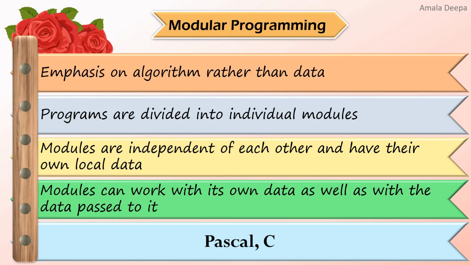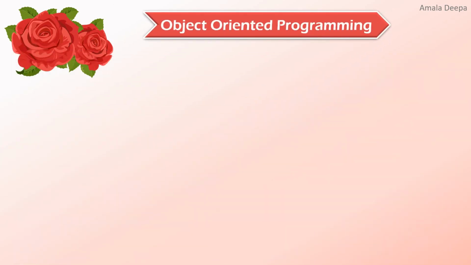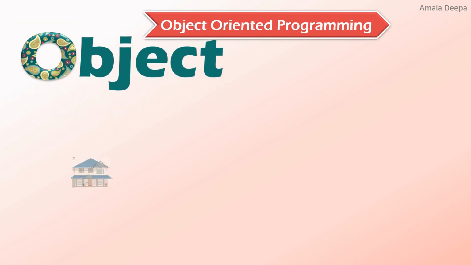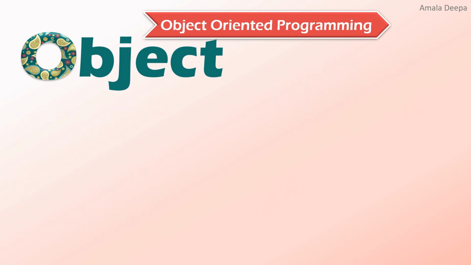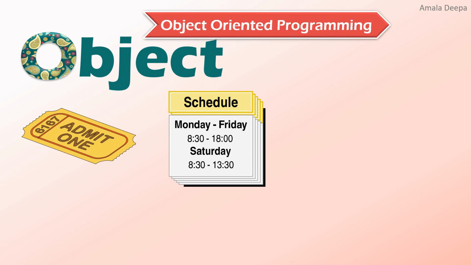The third programming paradigm and the topic of this session is object-oriented programming. First, you must understand the concept of object in object-oriented programming. What is an object? An object is a thing from the real world. It could be a house, a truck, or a bird. But an object need not always be something physical. It could be a schedule or a reservation for the cinema. An object is anything of interest to the software application that you are building.